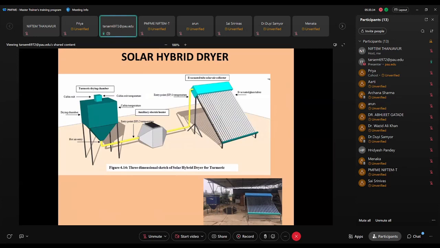So I'm talking about when we are using hot air temperature of 60 degrees Celsius, then in summer months it will consume one electricity unit during off sunshine hours, and in winter months it will consume almost 2 units of electricity during the off sunshine hours or during the night time. So this dryer is quite useful if we are to dry a small quantity of the produce.